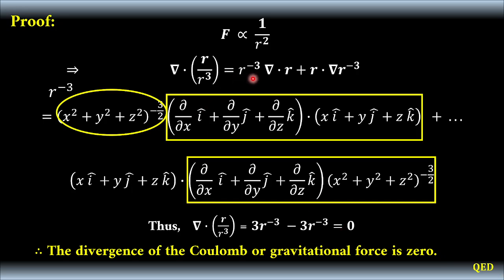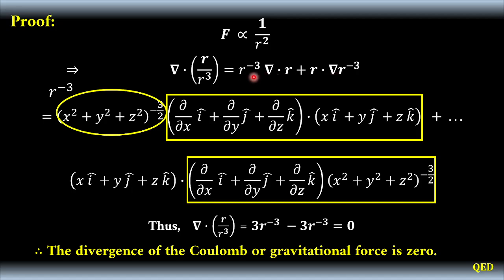We have the first, the second, plus the second, the first. That is, the first variable multiplied by the derivative of the second variable, plus the second variable multiplied by the derivative of the first variable. So here our first variable is r to the negative 3. Anyway, this is commutative. So we have r to the negative 3 times the divergence of r, plus r dotted to the gradient of r to the negative 3.